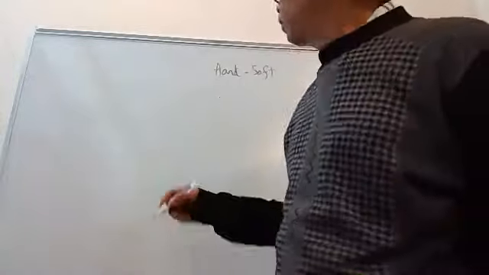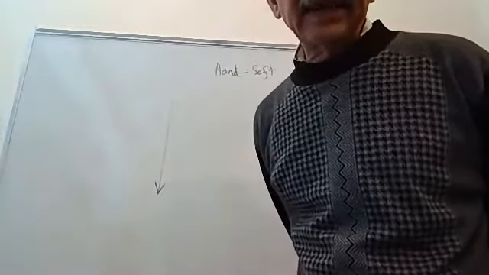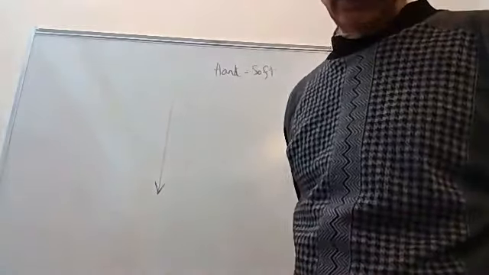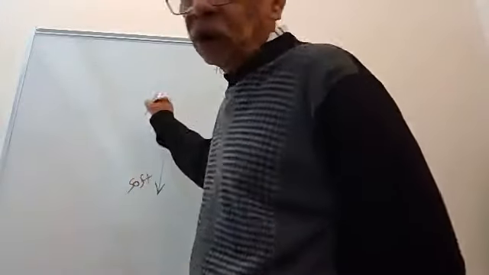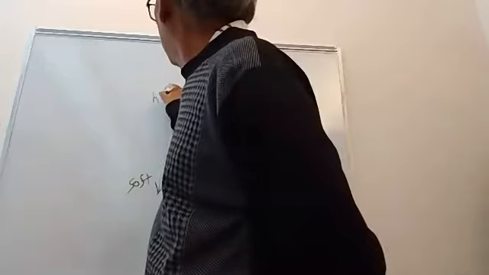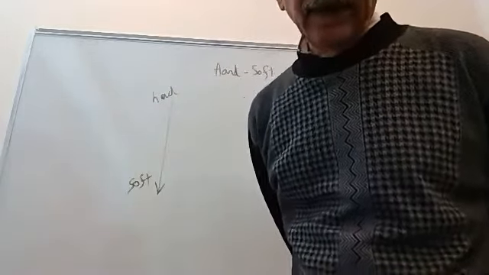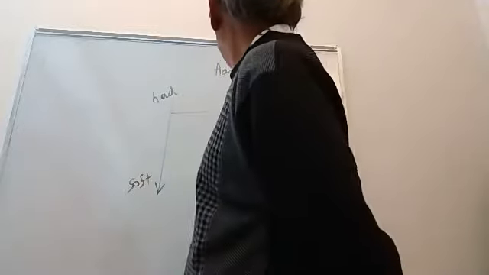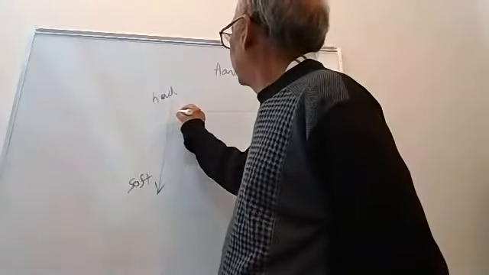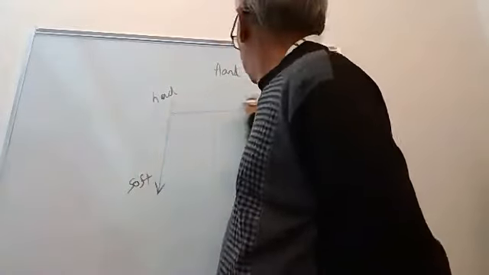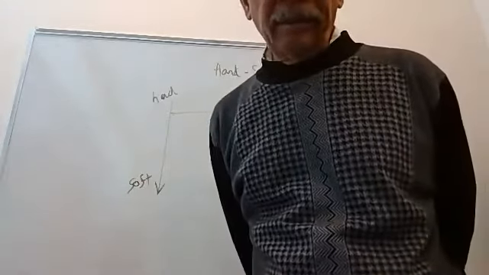In general, when you go down the periodic table, as the size of an atom increases, it becomes soft. On the other hand, smaller atoms tend to be hard. Similarly, when you go from left to right, the elements on the left tend to be soft, and on the right, they become hard.